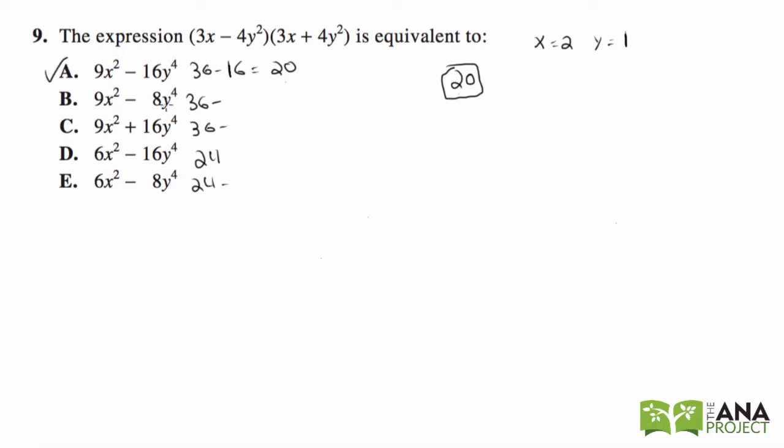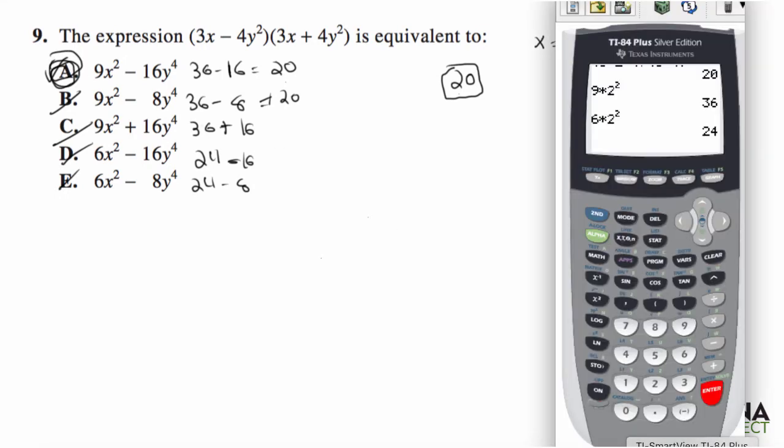This one would be 36 minus 8. That's not 20. This would be 36 plus y is 1 plus 16. That's definitely not 20. This would be 24 minus 16. That's not 20. And this would be 24 minus 8. So basically, just through picking numbers and plugging them into the answer choices, we can find an alternate way to solve this problem.